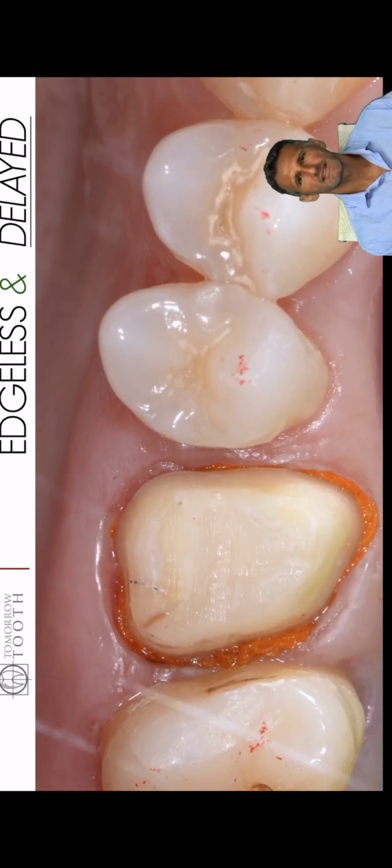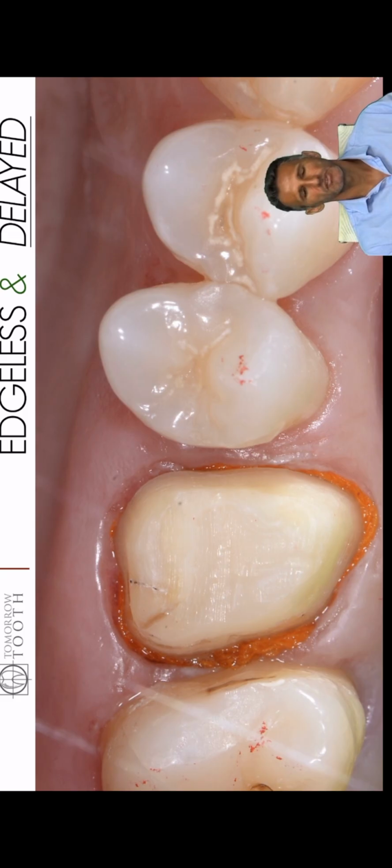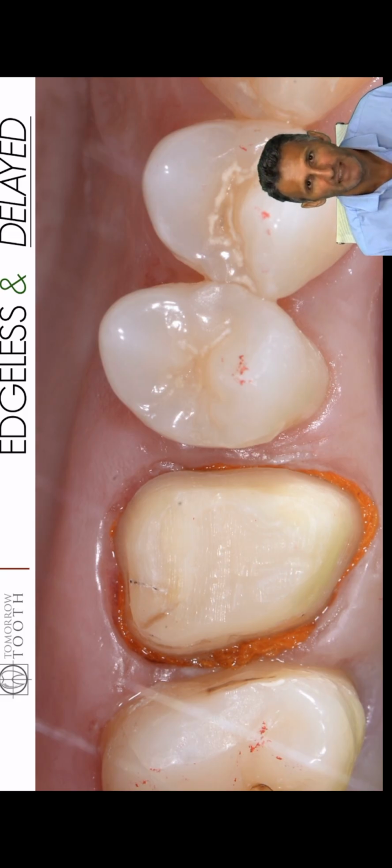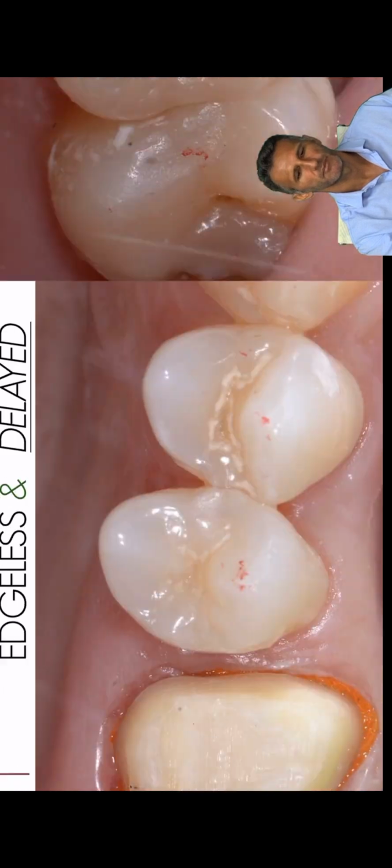So when I do edgeless, like I did in this case, I wait 3 weeks, 20 days for the perfect healing of the soft tissue, and after I take my impression. Of course, you need another appointment. If needed, you need anesthesia. If the tooth is vital, you need to place cords, you need to do retraction like I did in this case, but the result is much more predictable.